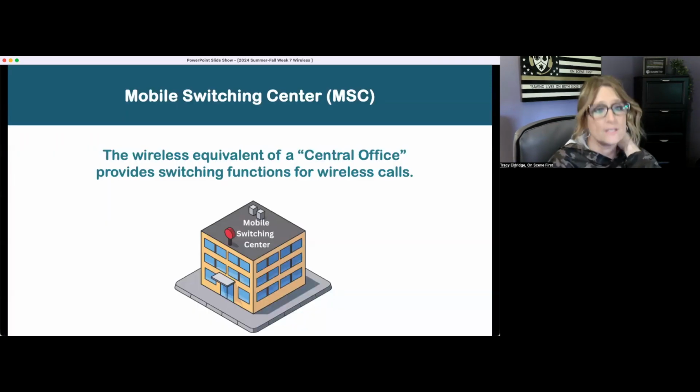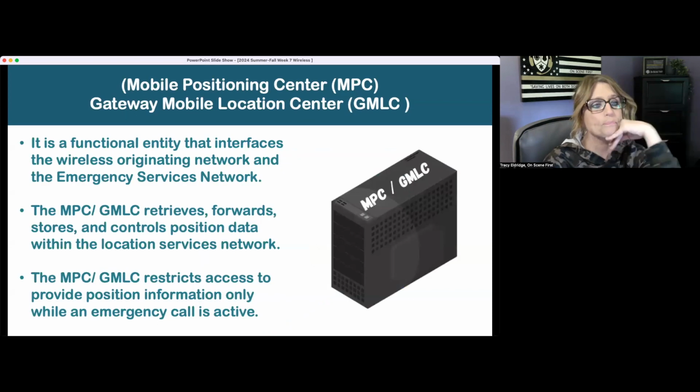The mobile switching center is the wireless equivalent of a central office. It provides switching functions for wireless 911 calls. There's also something called the Mobile Positioning Center, MPC. It is also referred to as a Gateway Mobile Location Center, GMLC. Why do they have different names for the same things? I don't know, but they do.